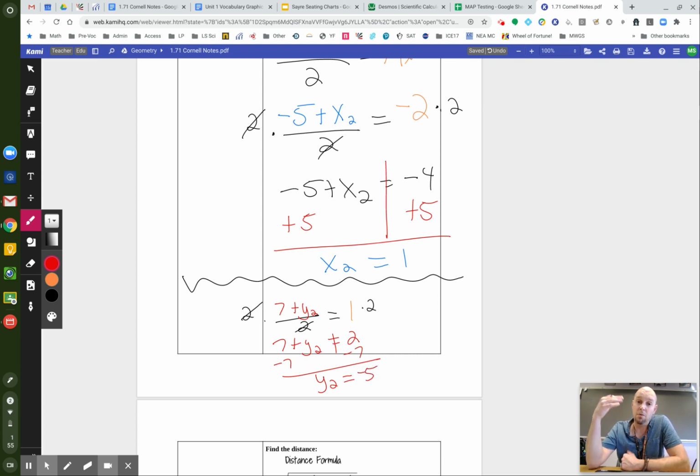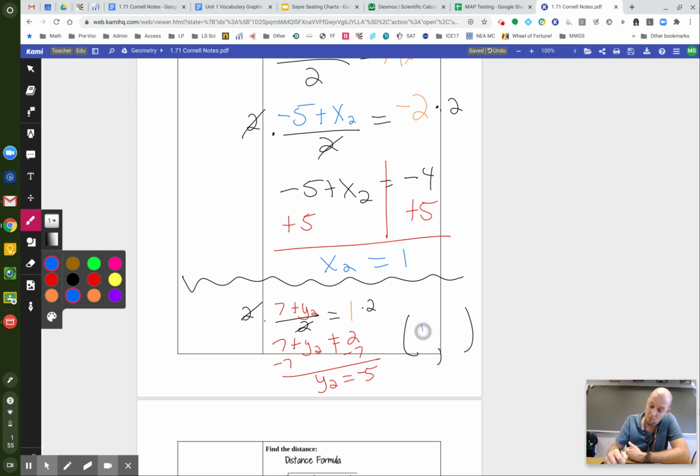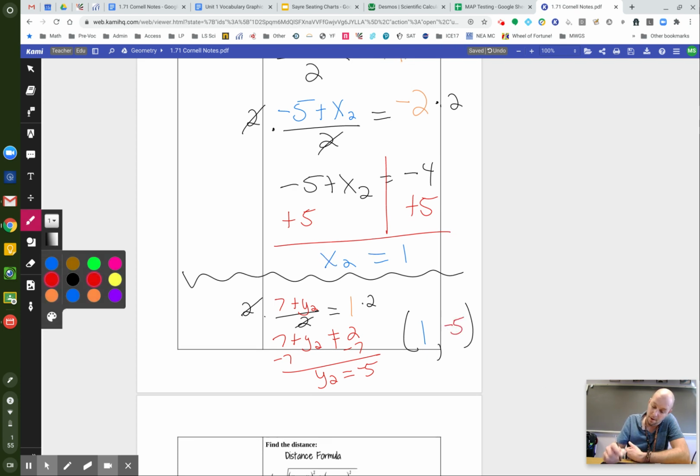So I'm not done yet because when you put these in MyMathLab, it's going to be asking for the point, which is an x comma y. So it's going to be in this format, right? Comma in the middle. My x coordinate that I found was 1, and my y coordinate that I found was negative 5. And that is the other endpoint, and that is my final answer.